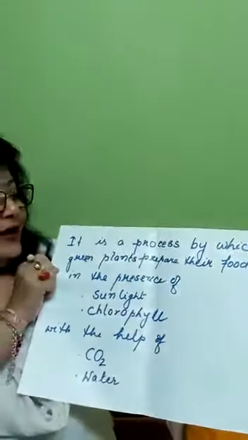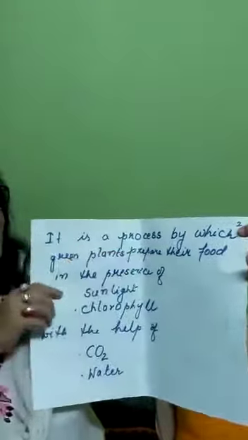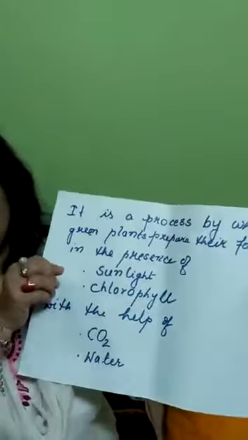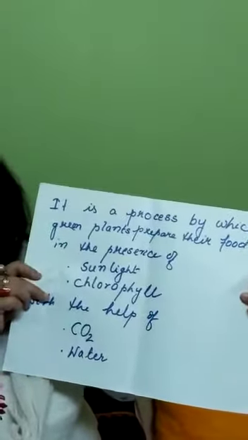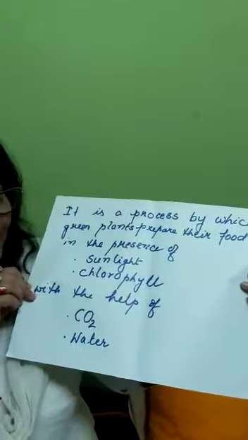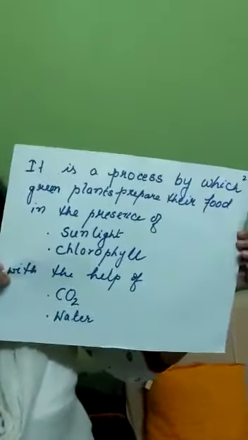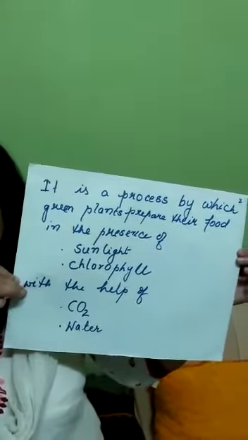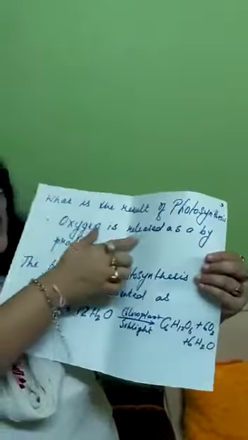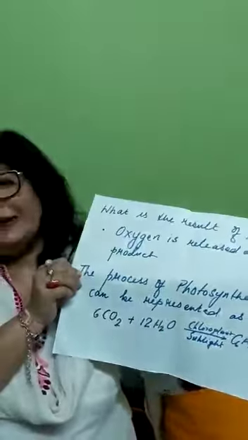Now I will show you the exact definition. It is a process by which green plants prepare their food in the presence of sunlight and chlorophyll, with the help of carbon dioxide and water. Next, what is the result of photosynthesis? What happens when photosynthesis takes place? The result is that oxygen is released as a byproduct.